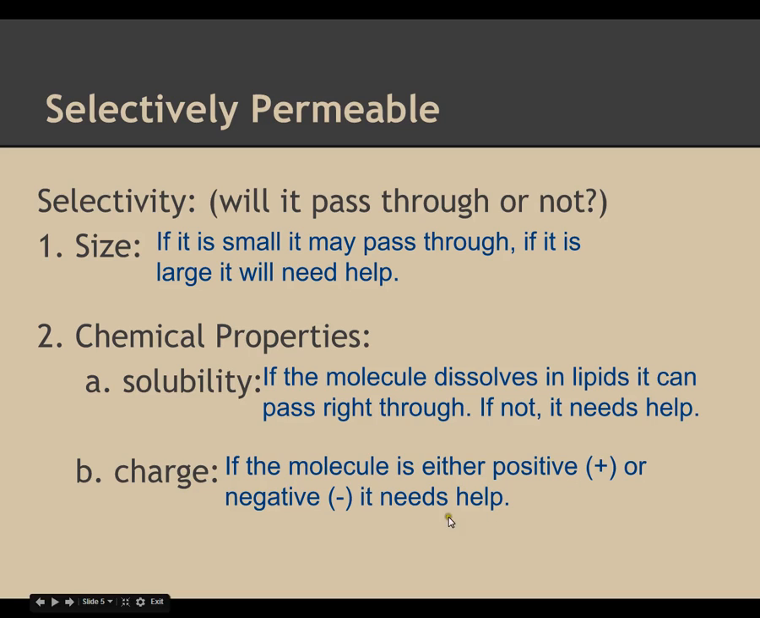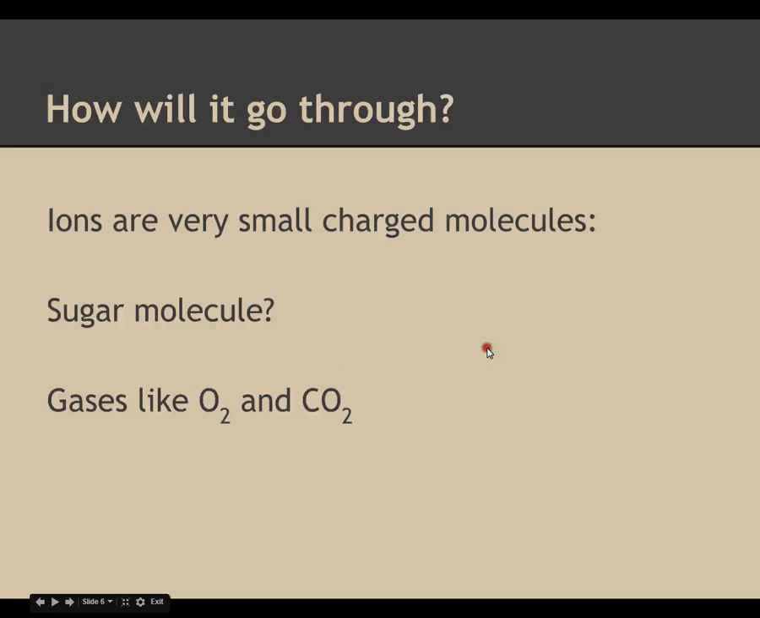If the particle is positive or negative, it won't pass through the phospholipids no matter how small it is. The same thing is true for solubility. If the molecule is not soluble in lipids, then it doesn't matter how small it is, it won't pass through the cell membrane. So let's take a look at some examples. If you remember back from middle school, ions are very small charged atoms or molecules. So, would they be able to slip through the membrane, or are they going to need some help? They're going to need some help.